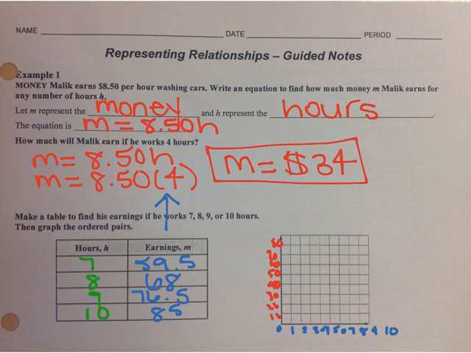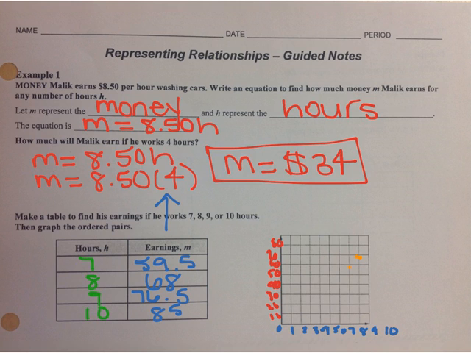Alright, so my first one that I need to plot is 7 and 59.5. So I'm going to go over to 7 and go up to where 59.5 would be. Alright, so 7, 59.5 will be about right there. Okay. The next one is 8 and then 68. So I'm going to go over to 8. And then 68 will be about here. Actually, it should be on the line. Right about there.